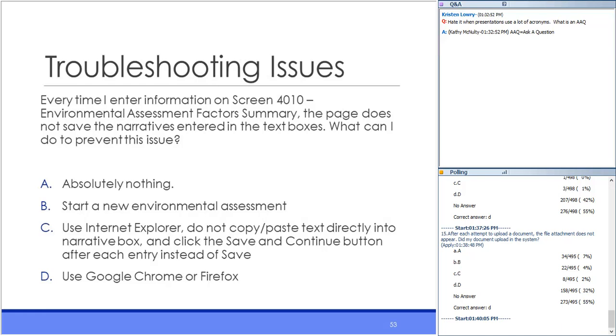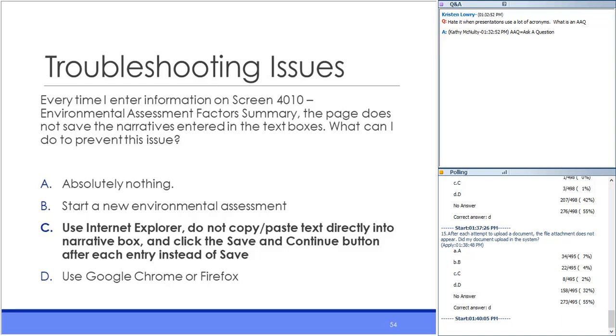Okay, it looks like most people got this one correct. So the answer here is C. So this is a known issue with text not saving on the EA factor screen. And the good news is that we are fixing this issue in the next release in September. So it will be fixed very soon, but in the meantime, there is a workaround.